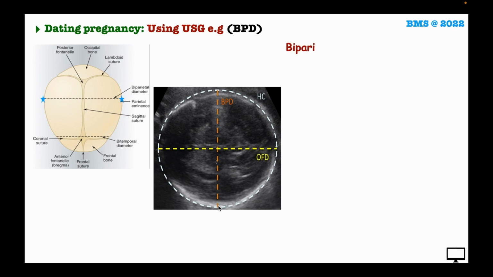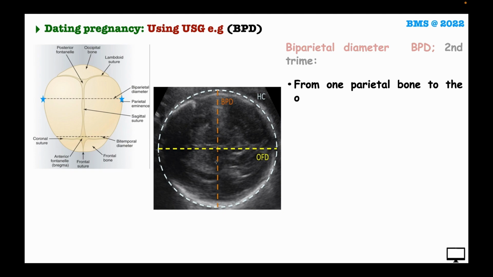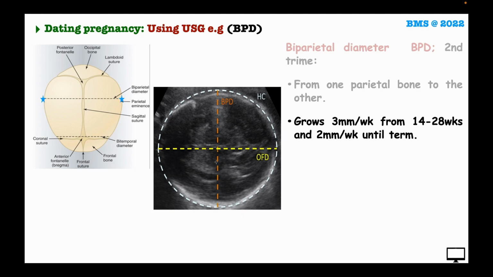Now, it is more accurate between the 12th and 22nd week of gestation, and so we usually use it in the second trimester. The biparietal diameter grows about 3 millimeters per week from the 14th to the 28th week of gestation, and about 2 millimeters per week until term.